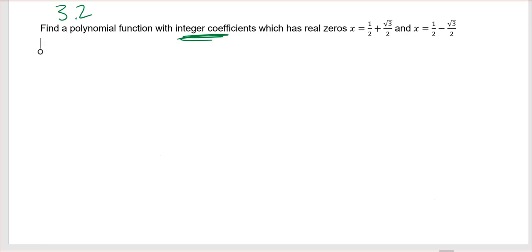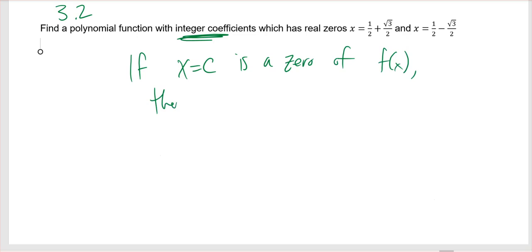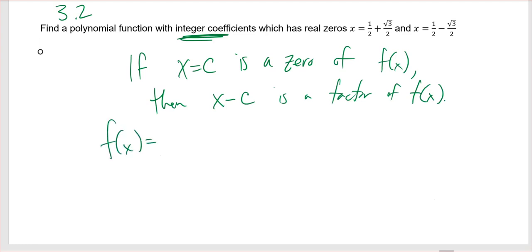coefficients. Okay, so what we're going to use here is that if x equals c is a zero of some polynomial f, then we're going to have a factor here, right? X minus c is a factor of f, right? So if I've got a zero, I can immediately tell you what a factor is. So we can start constructing what our function should look like, right? It's going to be a product involving a couple things, maybe some more stuff, but at least we've got two zeros. So I can tell you what two factors are, right?